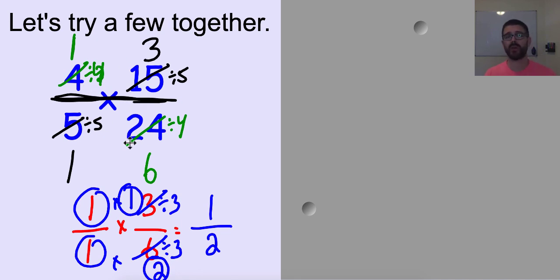5 times 24 is going to give me a number up in the hundreds. Okay? 4 times 15 is going to give me 60. Those are big numbers and often more complicated when it comes to simplifying.